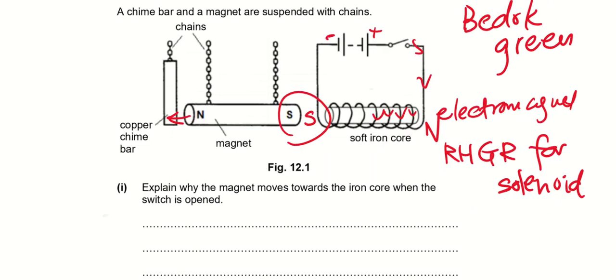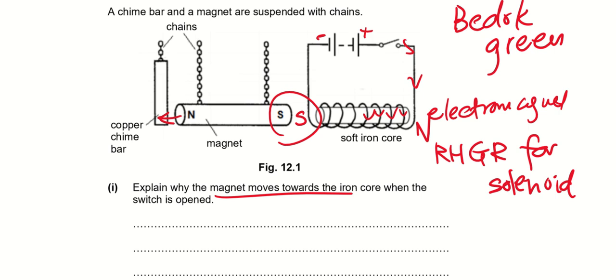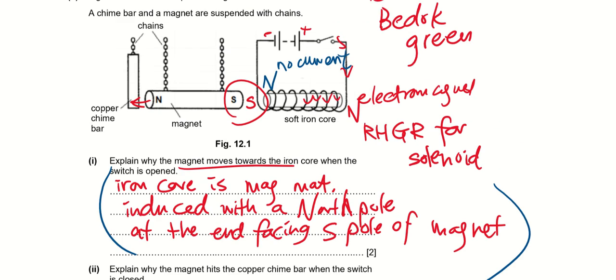So let's see, explain why the magnet moves towards the iron core when the switch is open. When the switch is open, so I am jumping too fast. When the switch is open, is there any current? No current, no magnetic field, right? So this was in the previous question. Iron core is magnetic. When the switch is open, there's no current.